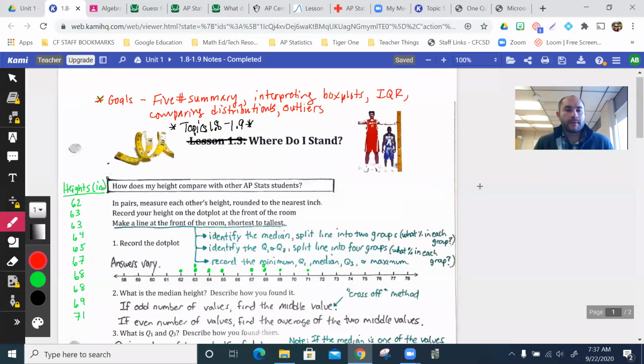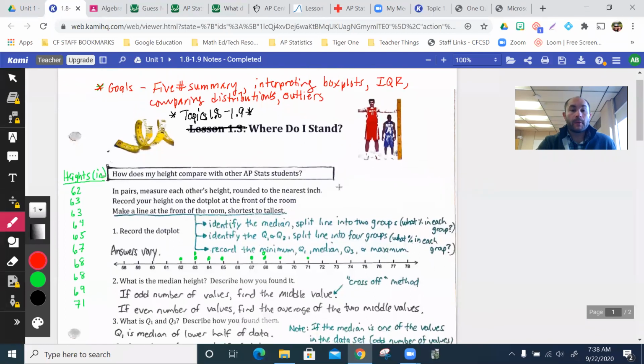All right, hi everybody. This is a video on topics 1.8 to 1.9, which is all about 5-number summaries, interpreting box plots, comparing box plots or distributions, outliers, and IQR. I'm going to go through some of the notes for this, and I've also attached this copy of the document and a blank one.